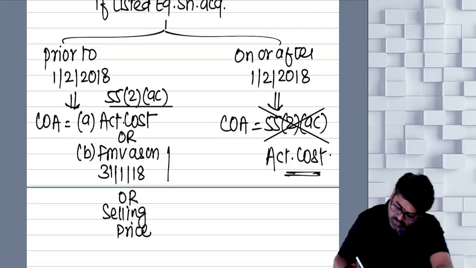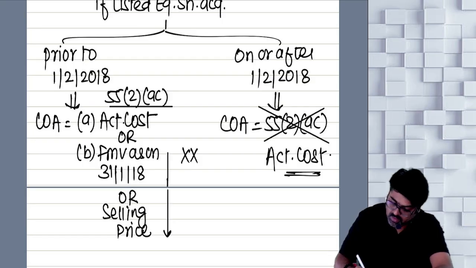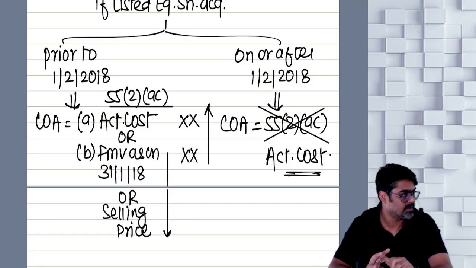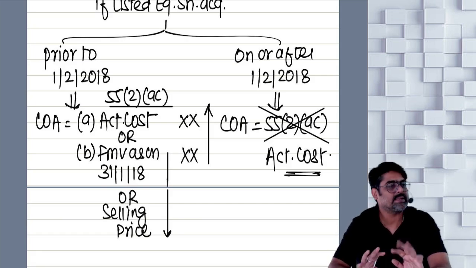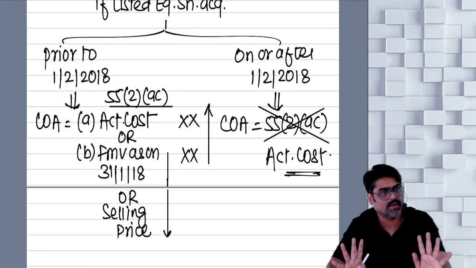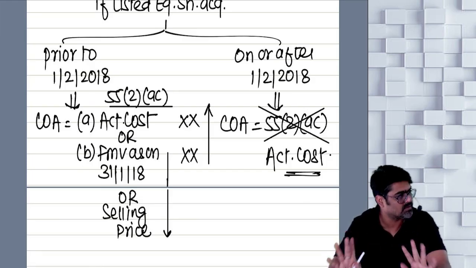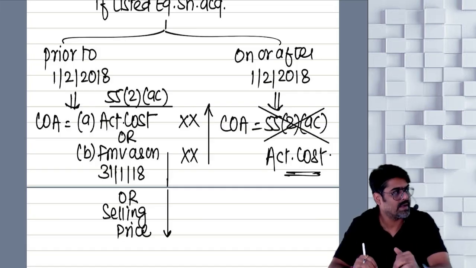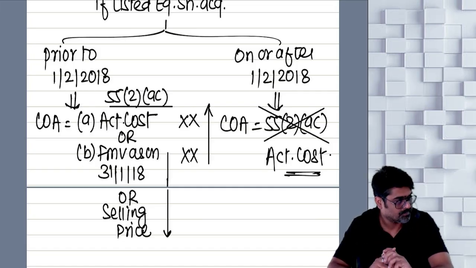So what are you supposed to do? Fair market value or selling price, whichever is lower, that lower amount will come. That lower amount or actual cost, whichever is higher, that you can take as your cost of acquisition. Now first I have just written all these things, don't worry. With a simple example I am going to explain everything. But first of all, follow whatever I am speaking right now.